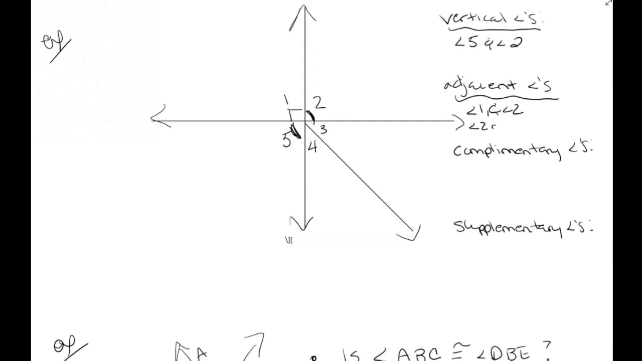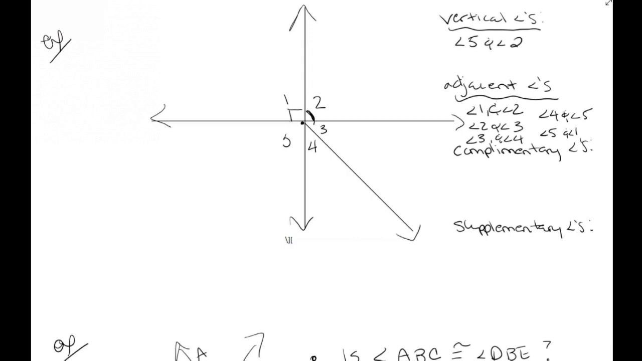There's going to be lots of them. 2 and 3, 3 and 4, 4 and 5, 5 and 1. Right? Because they have a shared side and the common vertex in the middle.